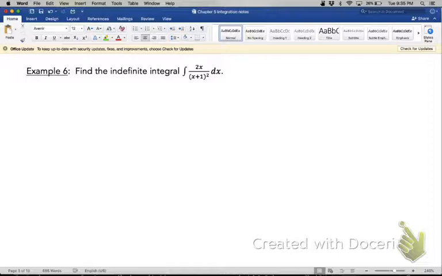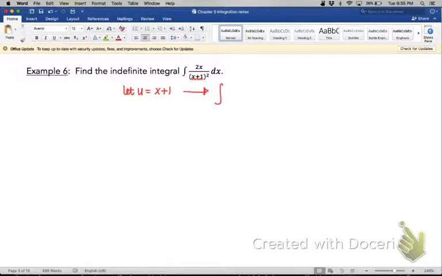And so I think that because this quantity is squared, hopefully that kind of stands out to you as the inside of that is what we want to let our value of u represent. So we'll let u equal x plus 1. So what that does is that kind of gets us started.